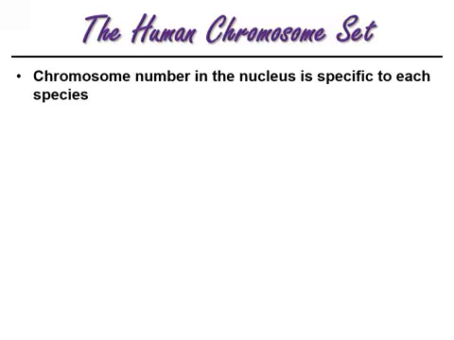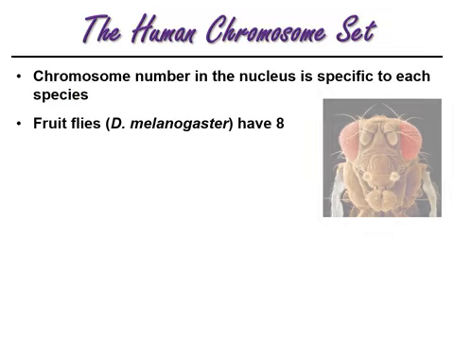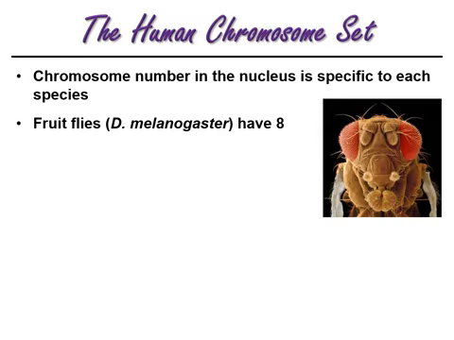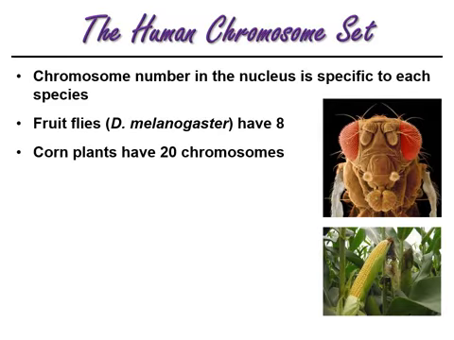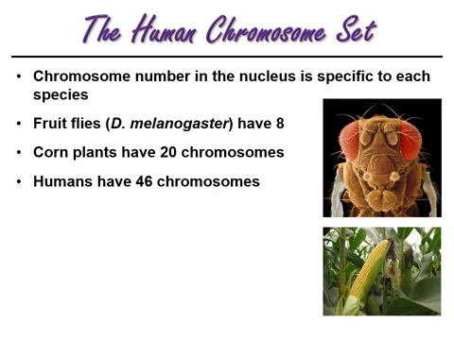All right, let's do a little bit of a refresher before we get into it. So first and foremost, chromosome number in the nucleus is specific to each species. It's a product of evolution. So for example, fruit flies have 8 chromosomes, corn plants have 20 chromosomes, humans have 46 total chromosomes, right? 23 pairs. And realistically, however many chromosomes you have does not indicate intelligence or sophistication or more advanced species or a less advanced species. It really is just a product of evolution.